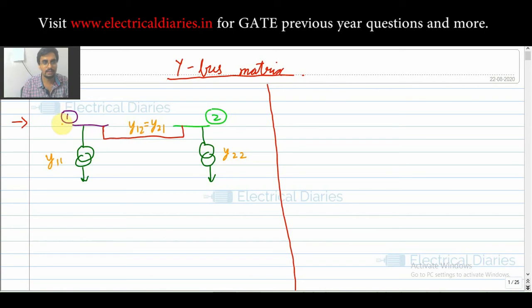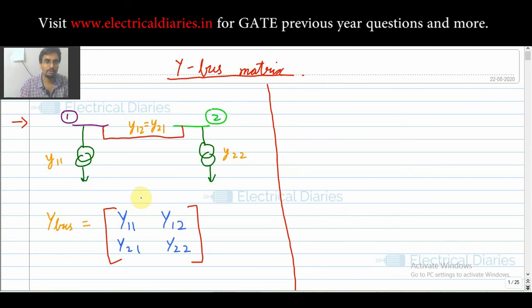If we see bus 1, then to bus 1 this line is connected, so it will be y12, the admittance seen by this bus. And if we are talking about bus 2, then the admittance will be seen as y21, as this line is connected to this bus. So for two buses we have got a Y bus matrix, denoted by capital Y. Now see carefully, I am using capital letters to denote it: Y11, Y12, Y21, Y22.